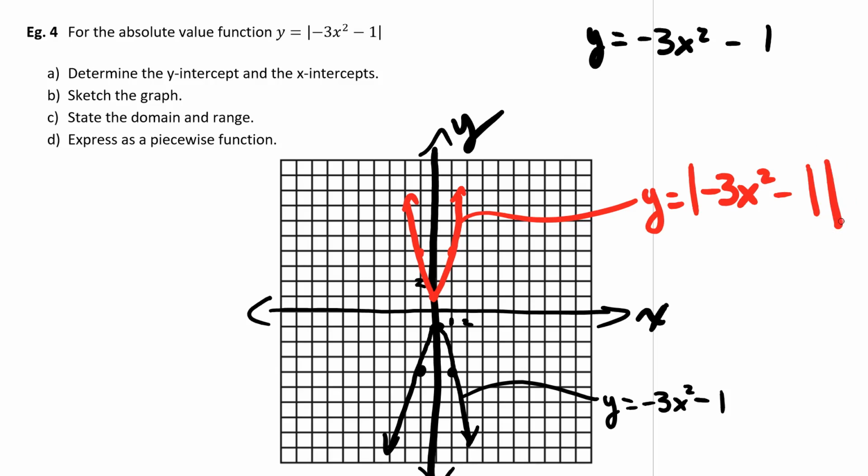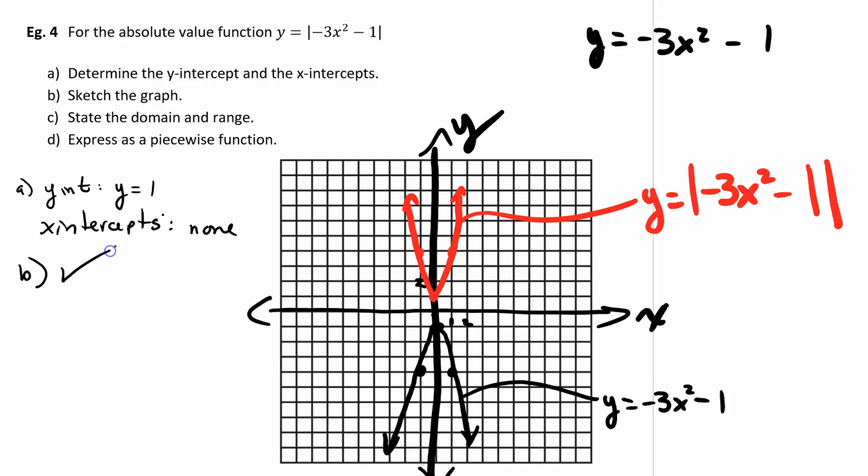Great! So, let's analyze this, shall we? A. Determine the x and y intercepts. So the y-intercept happens at y equals 1. X-intercepts. Are there any x-intercepts? No. Interesting. None. Don't say 0 because it makes it seem like the x-intercept is right there.